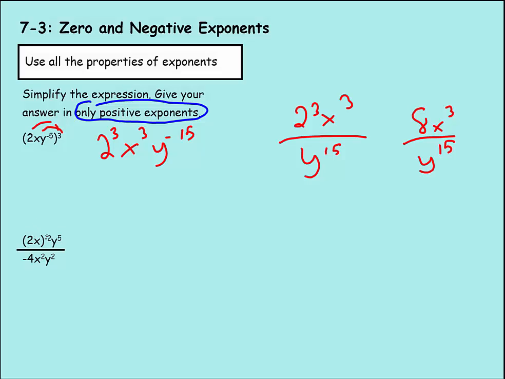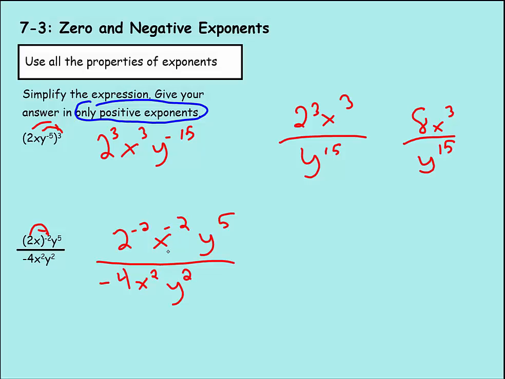So we have 2x to the negative second times y to the fifth. We have negative 4 times x to the second times y to the second. So let's distribute this negative 2 to both. So we have 2 to the negative 2. We have x to the negative 2 times y to the fifth. And that's over negative 4 x squared y squared.